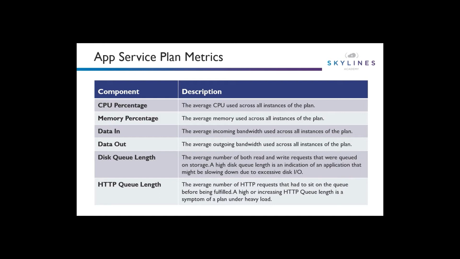There are a number of metrics that are useful to help us identify performance issues. I've highlighted some of the most common below. We've got CPU and memory percentage. Again, this just helps us see how hard our resources, or how hard our app service plan, is working. We've got data in as well as data out to see how much traffic and bandwidth we have.